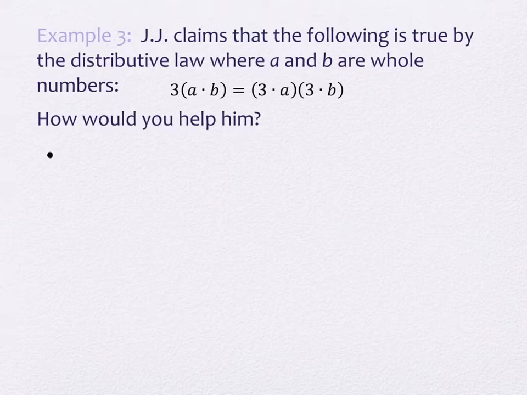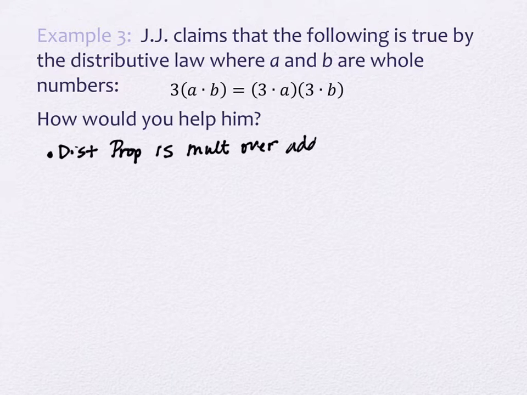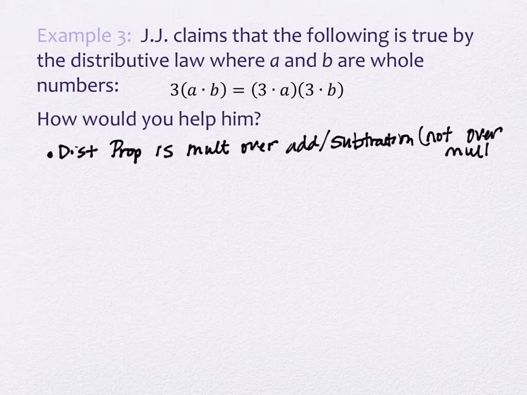So one thing to talk about is that the distributive property is multiplication over addition or subtraction. Not over more multiplication. Right? So what if he says, okay, but why can't it be over multiplication? I mean, it works over addition, it works over subtraction. Why can't it work over multiplication, or why doesn't it work? What could you do to show him why it didn't work?